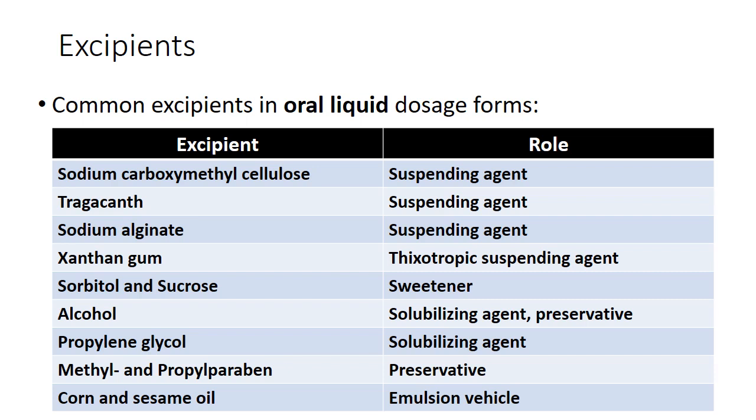Propylene glycol is a solubilizing agent. Methyl and propylparaben, preservative. Corn and sesame oil, emulsion vehicles. So if something is very lipophilic, you might want to dissolve it, and that'll speed up absorption, but still have it in a non-oily base.